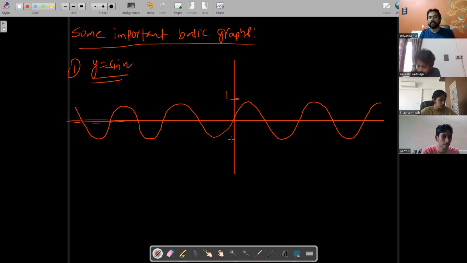The maximum value is 1 and the minimum value is -1. This graph is also known as a bounded graph. Bounded means it has a limit, upper limit and lower limit. It cannot go beyond these limits. Now you can see points where it cuts the x-axis. For any curve, the point which cuts the x-axis is known as a root or zero of the equation. So we can see that this graph intersects the x-axis at the origin, at here, here, here, and like that.